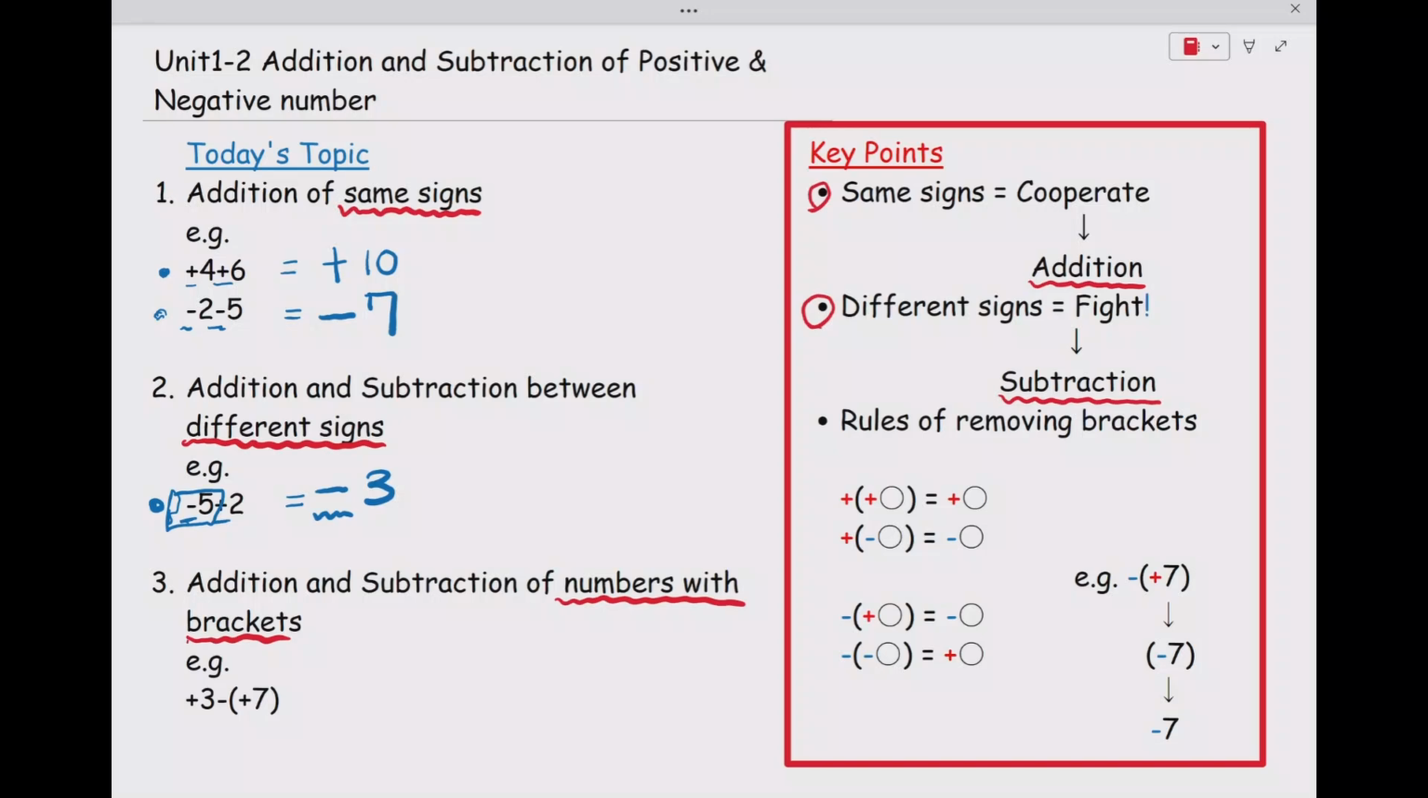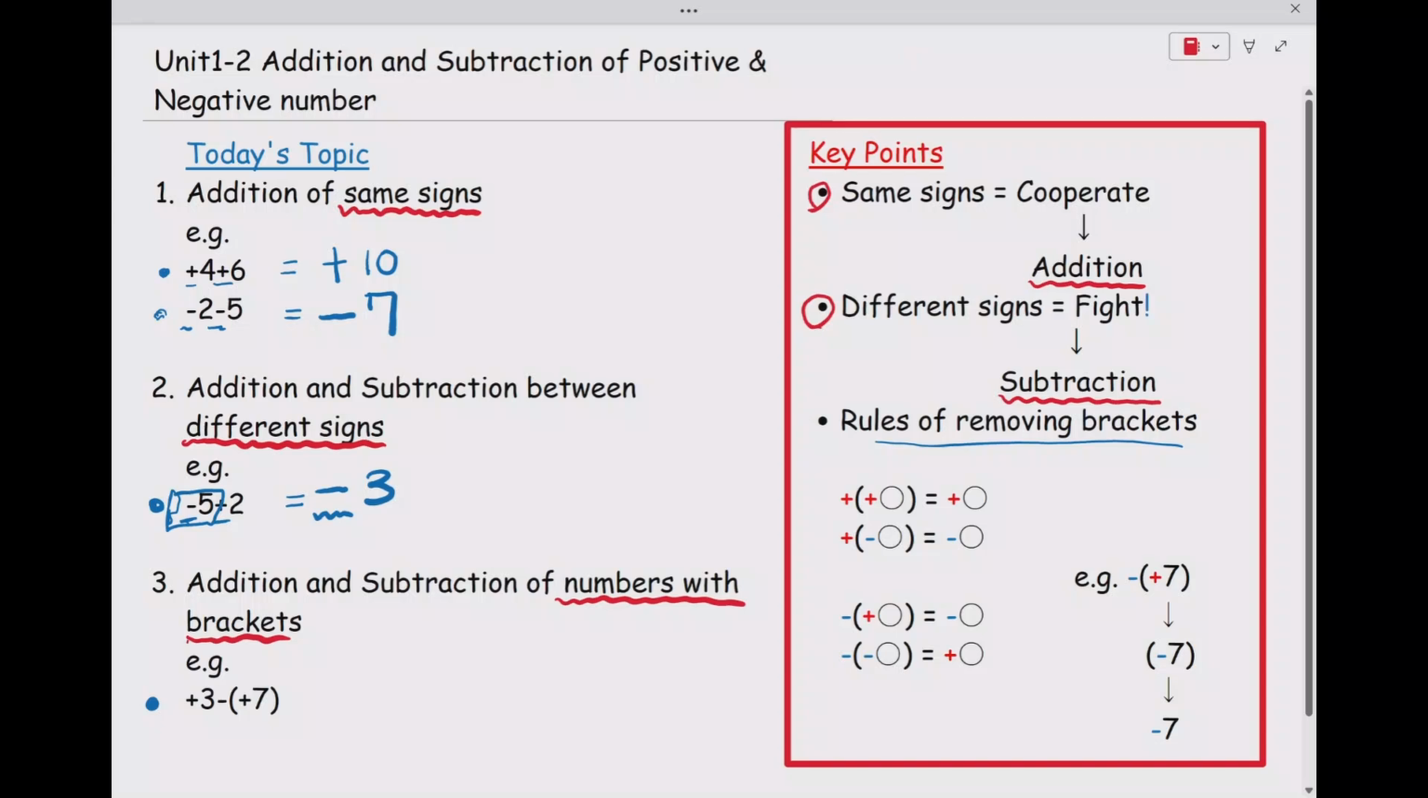The last question. Question number 3. Plus 3 minus bracket plus 7. It's a little different from the previous questions. There are brackets in the question. What should we do when there are brackets? There are only 2 points to remember when there are brackets.